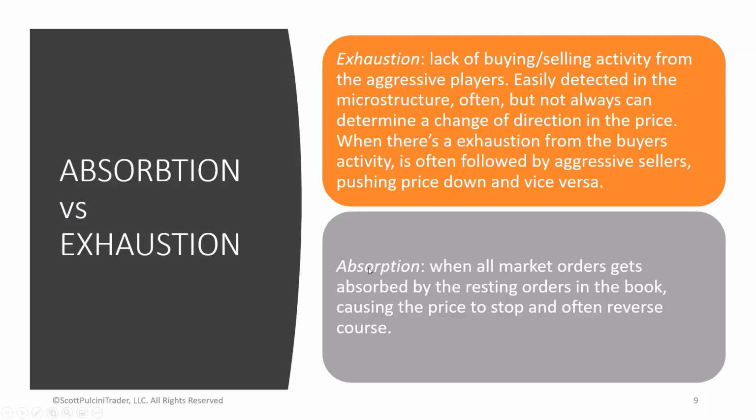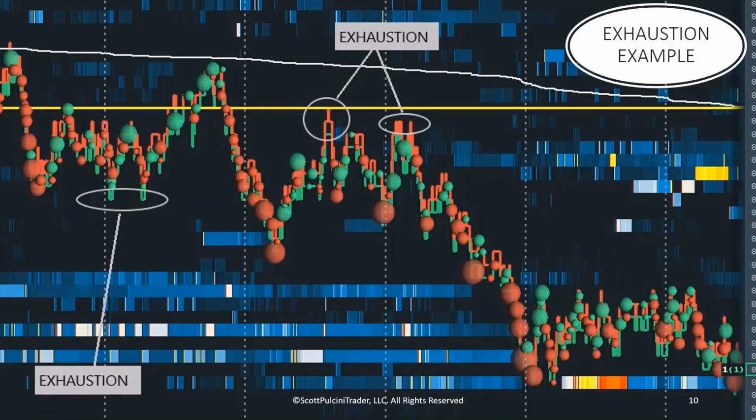Absorption is pretty much the opposite. It's when all market orders get absorbed by the resting orders in the book, causing the price often to stop and reverse course. Okay, let's go on and see here some exhaustion examples in the microstructure.